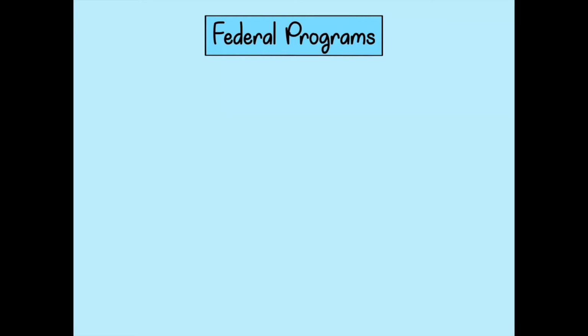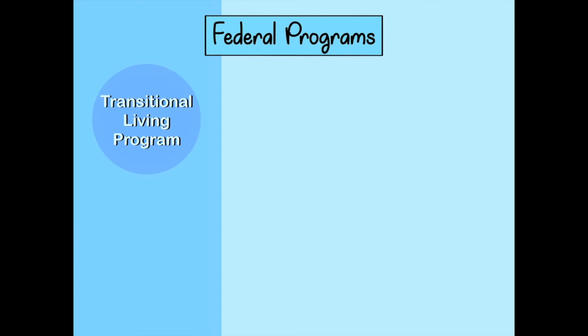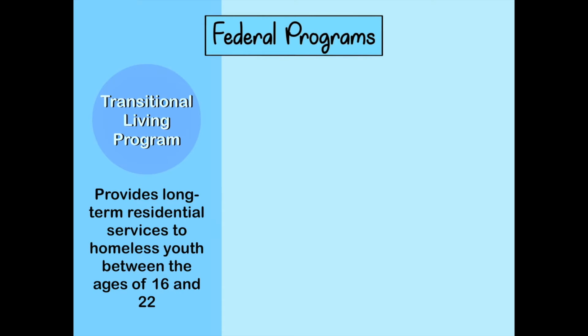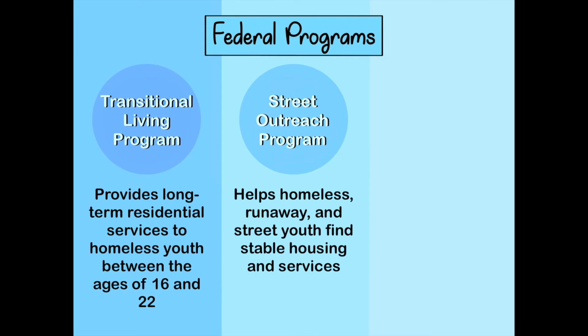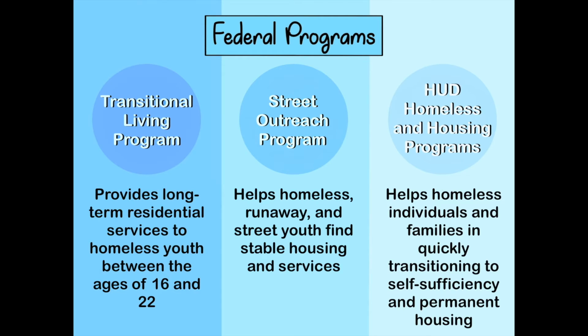There are also numerous federal programs such as the Transition Living Program, which provides long-term residential services to homeless youth between the ages of 16 and 22, the Street Outreach Program, which helps homeless, runaway, and street youth find stable housing and services, and HUD Homeless and Housing Programs, which helps homeless individuals and families in quickly transitioning to self-sufficiency and permanent housing. Communities could also contribute greatly in addressing this problem, especially in providing shelter for youth. More details and information about many other programs can be found in the video in the series titled Resources or in the link in the description below.